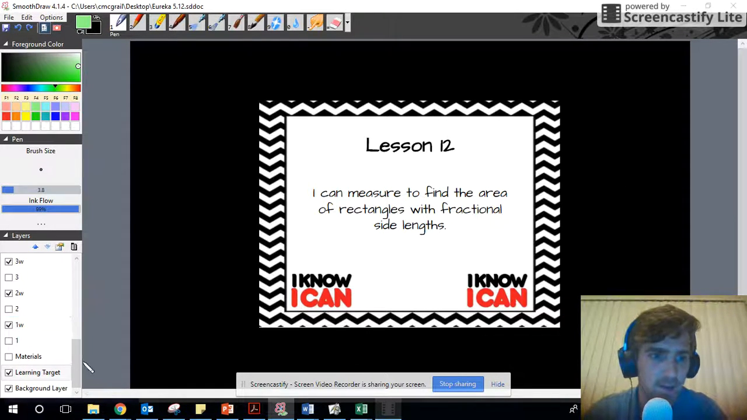It's Friday today. Let's take a look at our learning target for Mission 5, Lesson 12. I can measure to find the area of rectangles with fractional side lengths. Today's lesson is very similar to yesterday's, and we are not going to be measuring today. I'm going to give you the side lengths, and it is your job in your Eureka notebook to find the area of those rectangles.